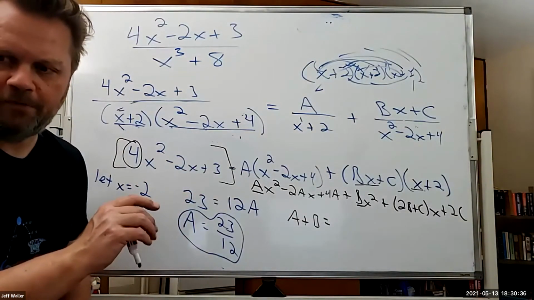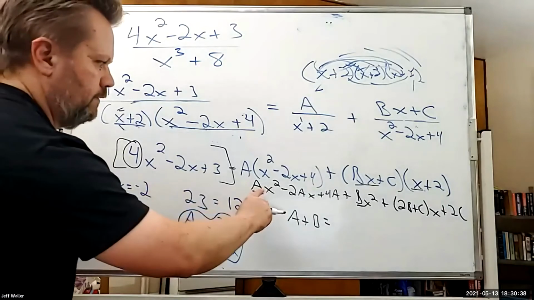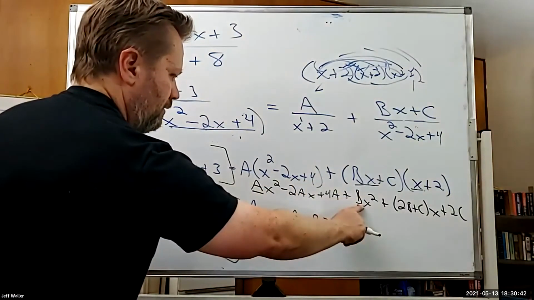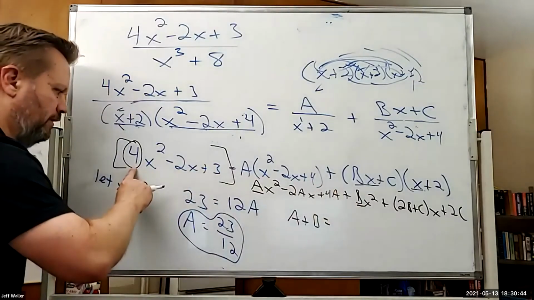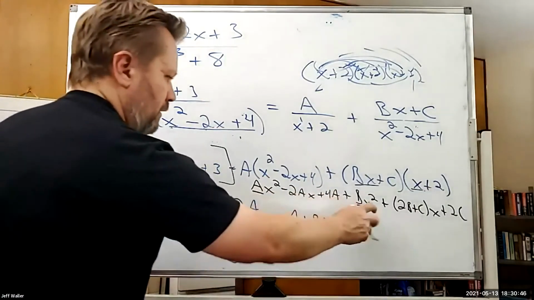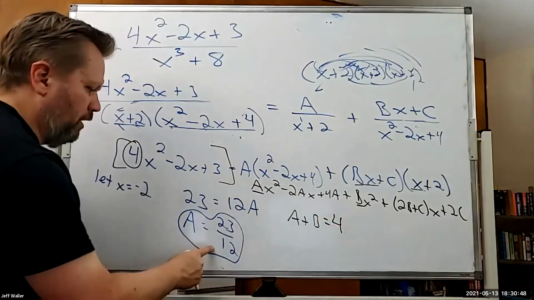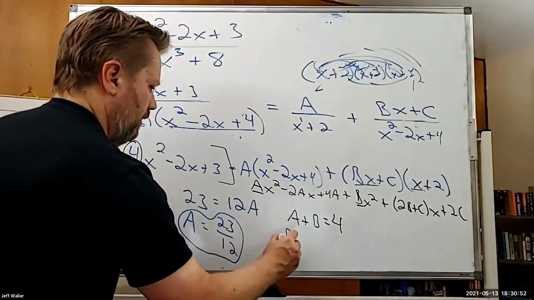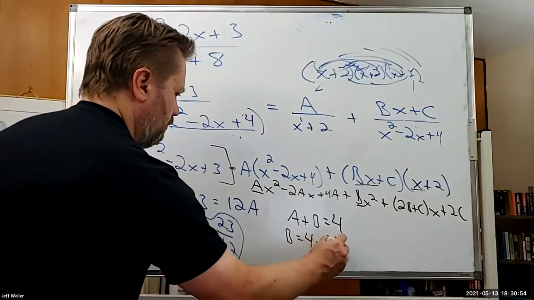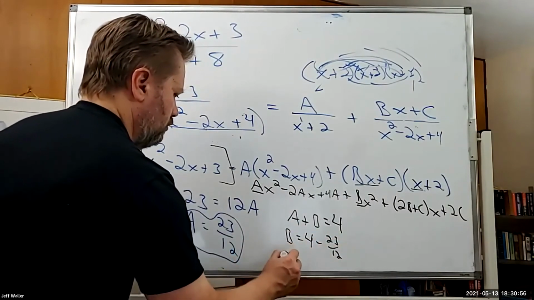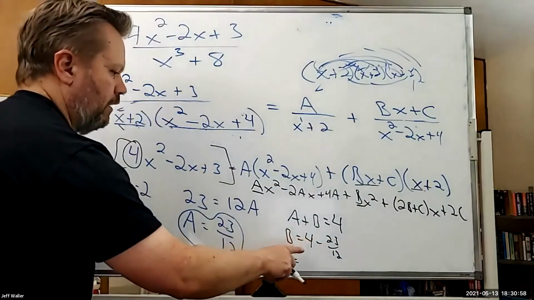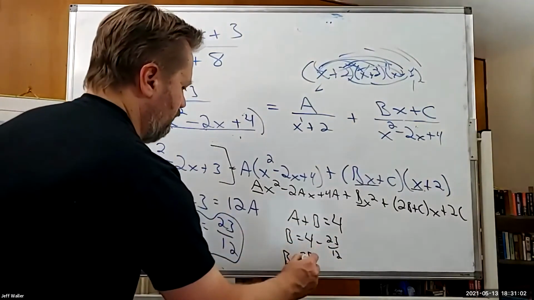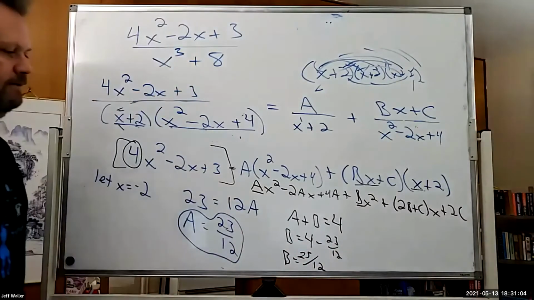Because the numbers in front of the x squared have to equal the number in front of the x squared. It's got to be. So a plus b has to be 4. But don't we know what a is? We know a is 23 twelfths. So b is 4 minus 23 twelfths. So b is 48 twelfths minus 23 twelfths is 25 twelfths. Oh my God.